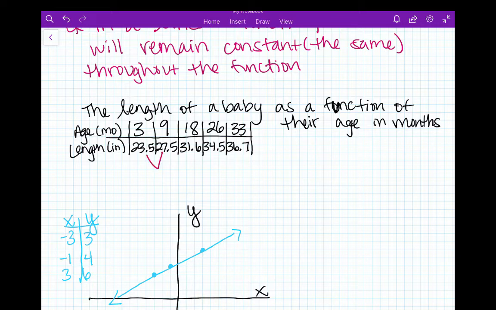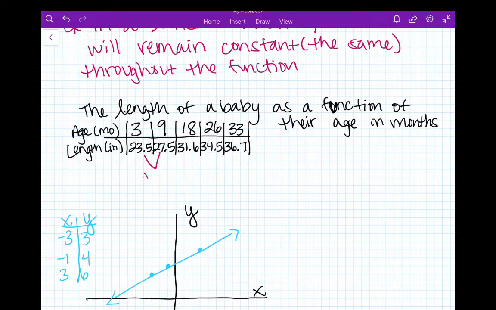The length in the first two data points is increasing by 4 inches, from 23.5 to 27.5, and the age increases by 6 months. So the rate of change there is 4 over 6, which is the same as 2/3. What does that mean? That means for every 2 inches the baby grows, the baby has aged 3 months. So at that point, they're growing 2 inches every 3 months.